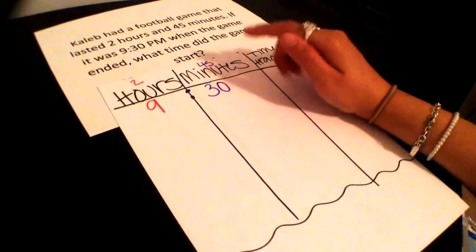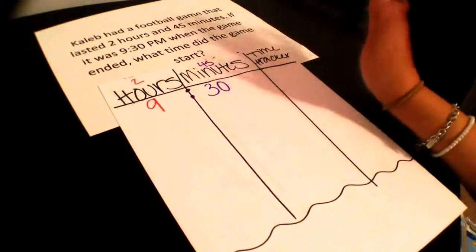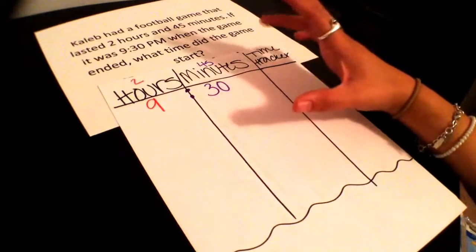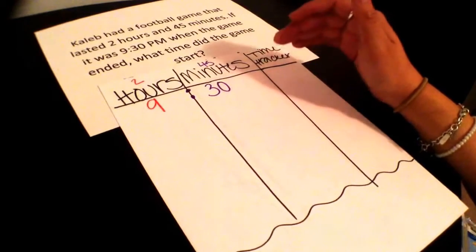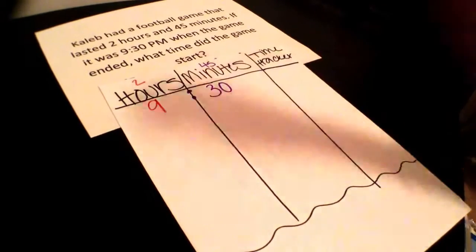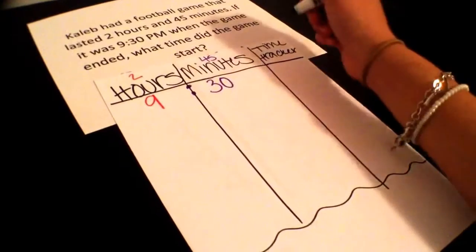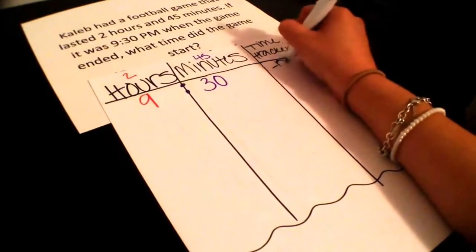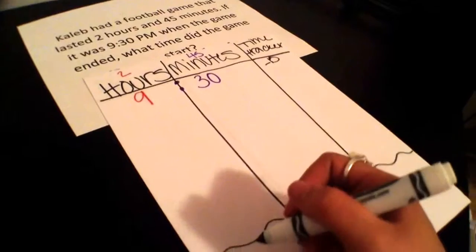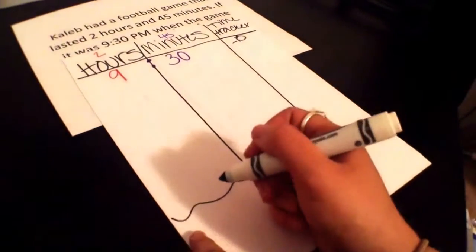But it seems like 45 minutes would be a big number to subtract in such a big chunk, so I want to break down 45 minutes. So I think I want to start by subtracting 15 minutes first. And from there, we'll see what we can do after that. So first, I'm going to take away 15 minutes from my 30 minutes.